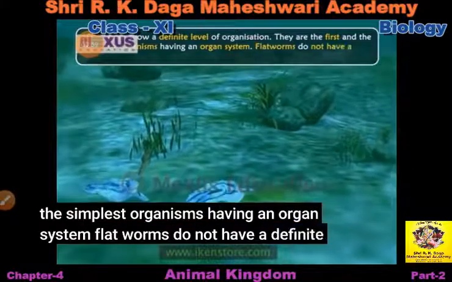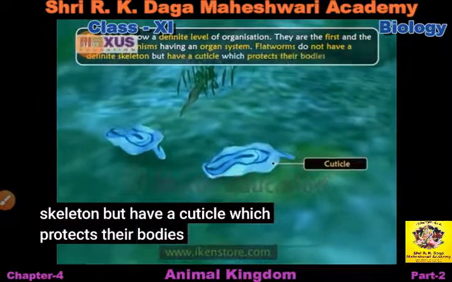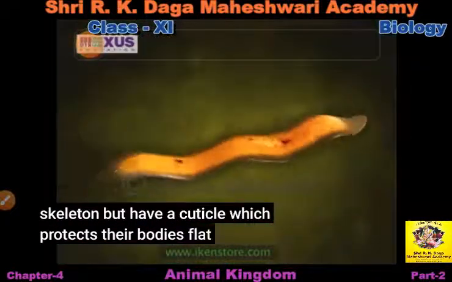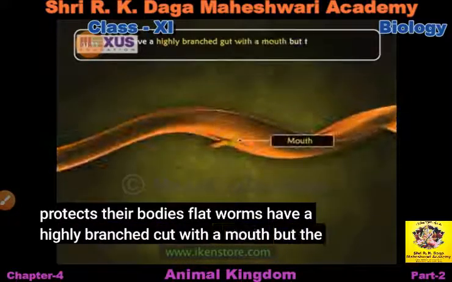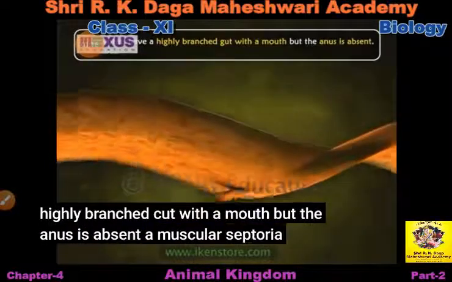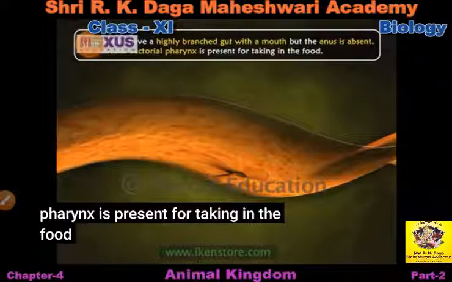Flatworms do not have a definite skeleton, but have a cuticle which protects their bodies. Flatworms have a highly branched gut with a mouth, but the anus is absent. A muscular suctorial pharynx is present for taking in the food.